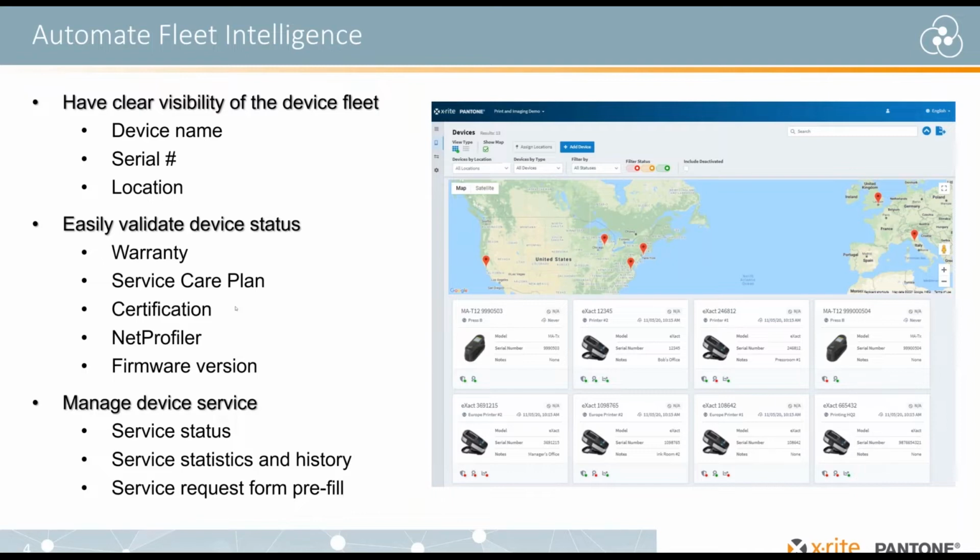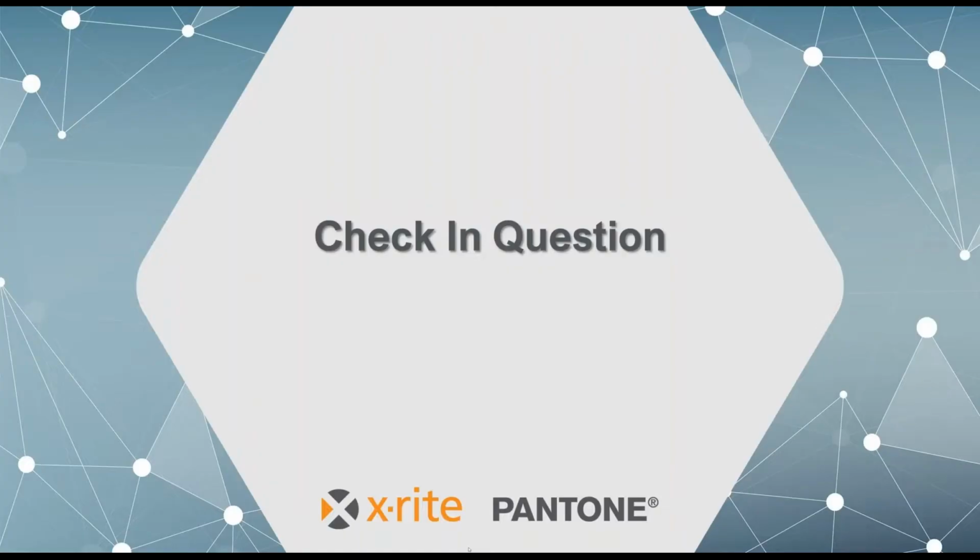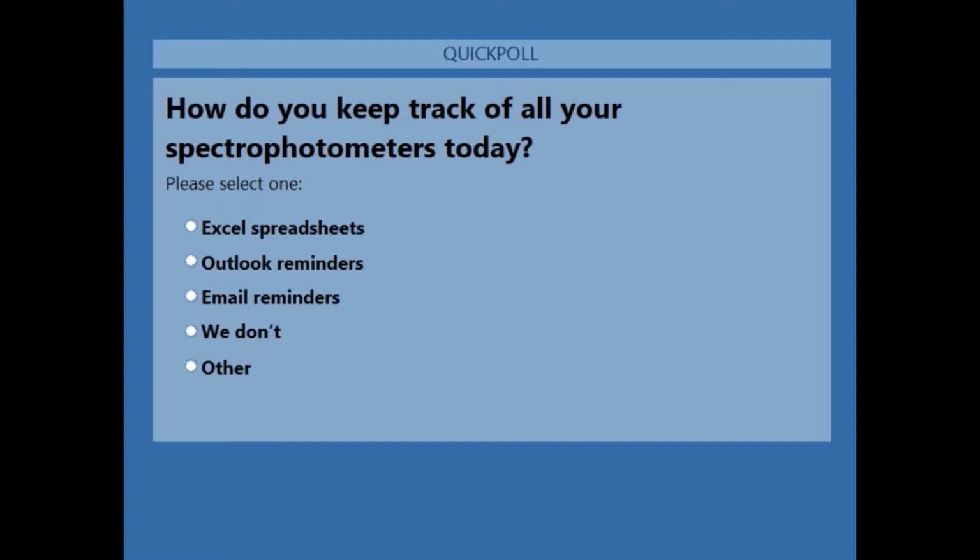But before we dive into more about X-Rite Link, I wanted to pause for a moment and get an understanding from all of you of how you manage your connected devices today. So if you would take a moment and let us know, how do you keep track of all of your spectrophotometers? Is it any of these resources that you use, or are there other methods that you've used over time to keep tabs on these devices?